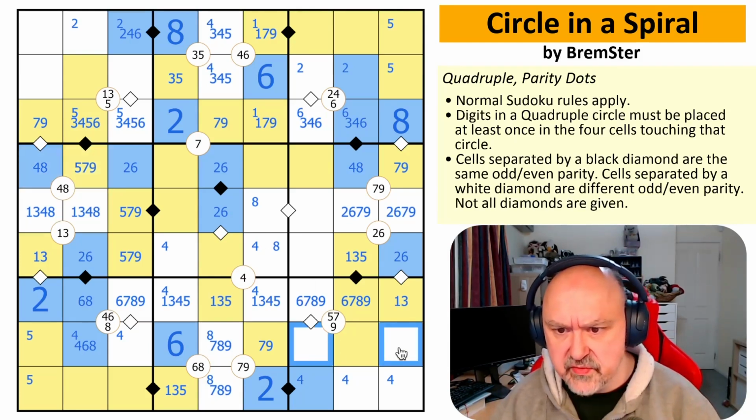2 is in one of those two. Okay. This would just be Sudoku I'm missing, I'm sure.